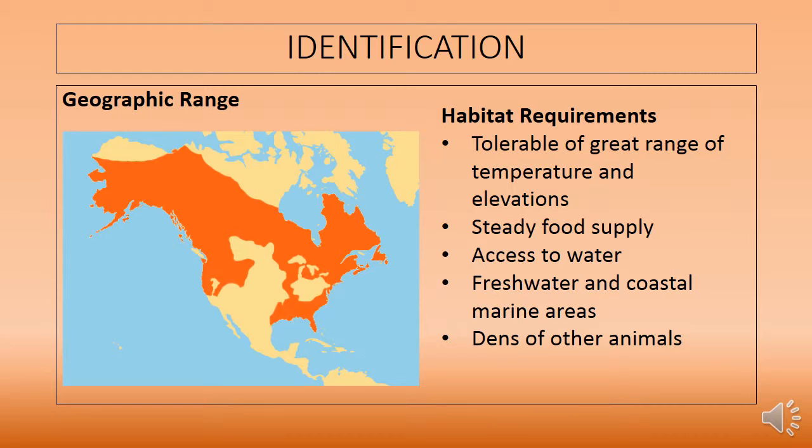As far as habitat requirements, they are extremely tolerable of a great range of temperatures and elevations, as long as they have a steady food supply, lots of fish to eat, and access to some kind of water. They can be found in freshwater and coastal marine areas as long as they have some type of water near them. They actually use the dens of other animals like beavers, and any type of den that they could use for their young. So as long as they have those habitat requirements, they can basically live just about anywhere.